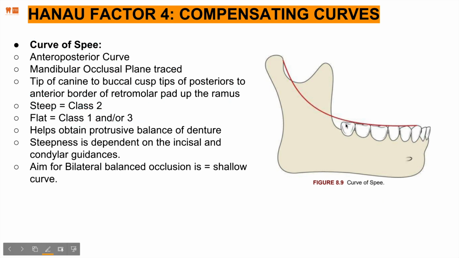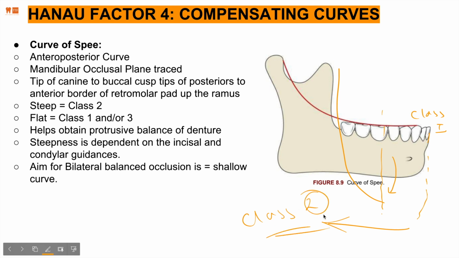So if, for example, this is class 1, and if I were to open up the mandible, drop it a little bit, and make the curve of Spee steeper, then we move the mandible back from here to here. What happens when you move the mandible back? You get class 2. And the opposite is true. To make flat, it'll turn into class 3 or class 1. That's just a rule of thumb. You could write that down in your notes, guys.